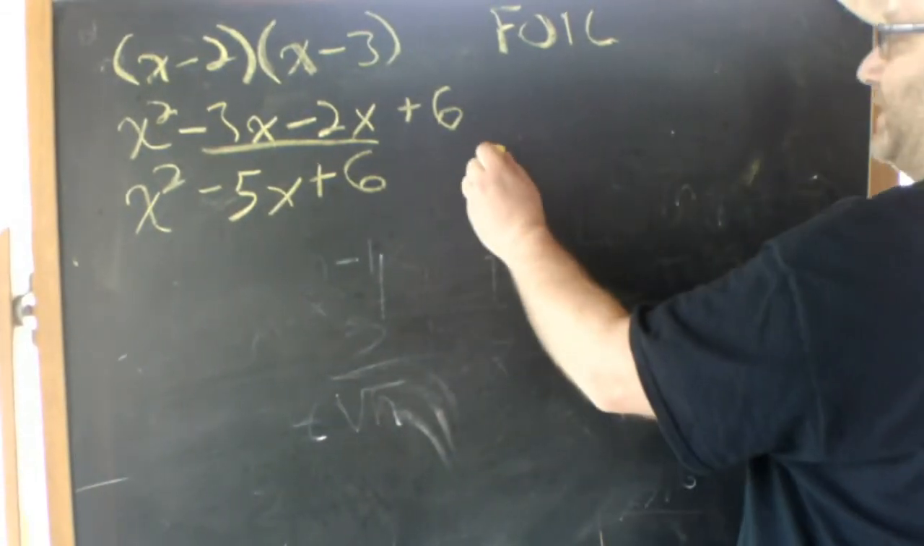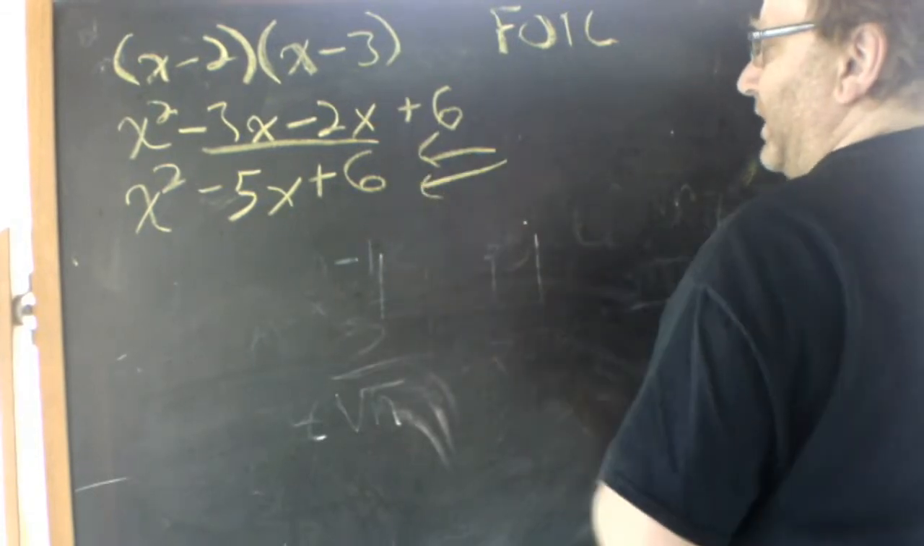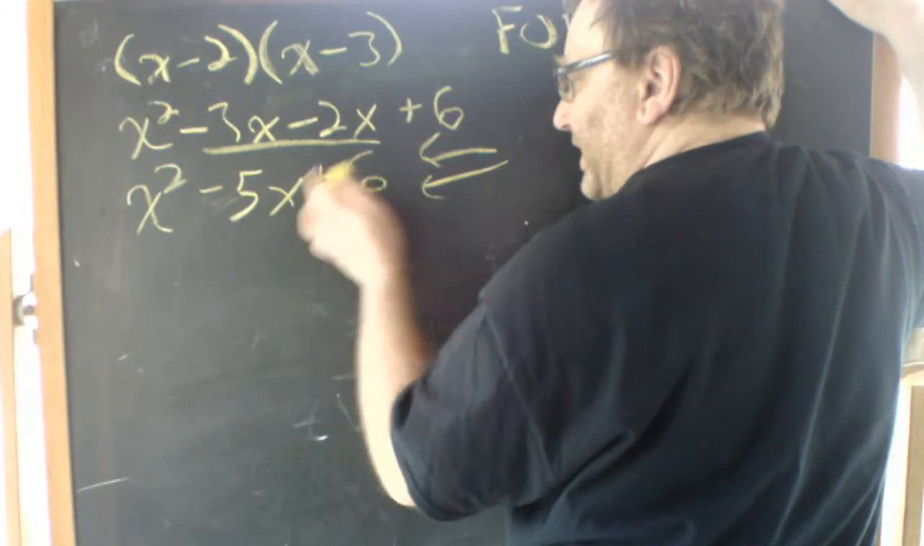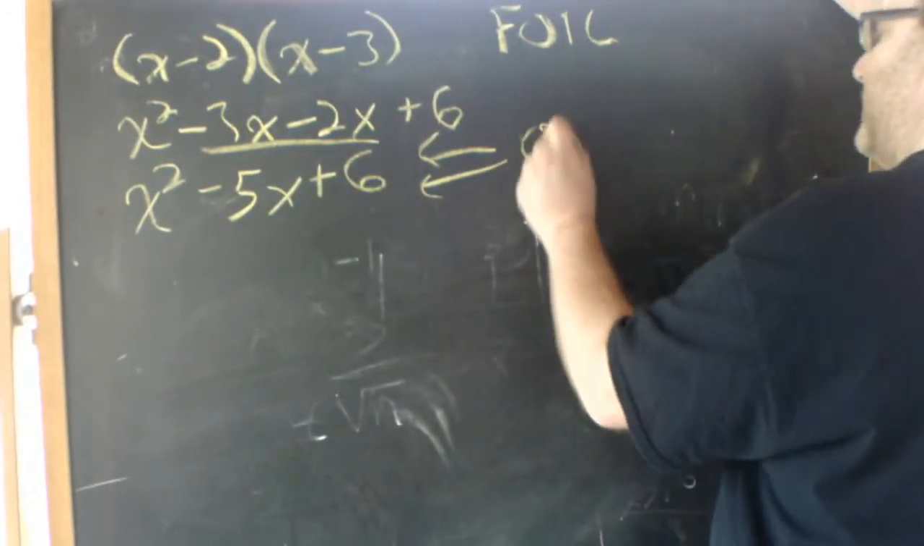And we get this nice trinomial. It has a power of 2 in x, a power of 1 in x, and a constant. This is called a quadratic.